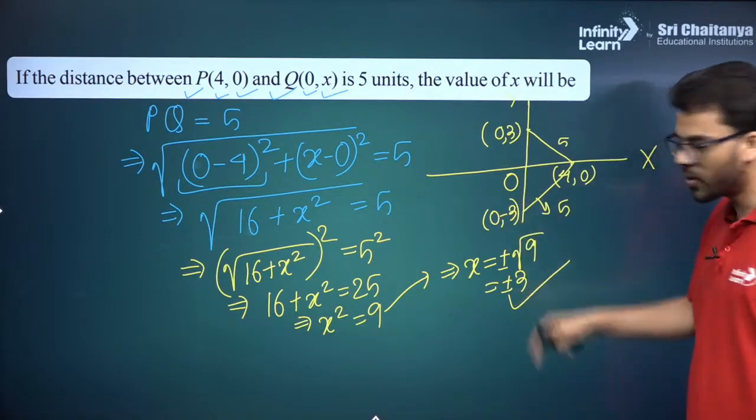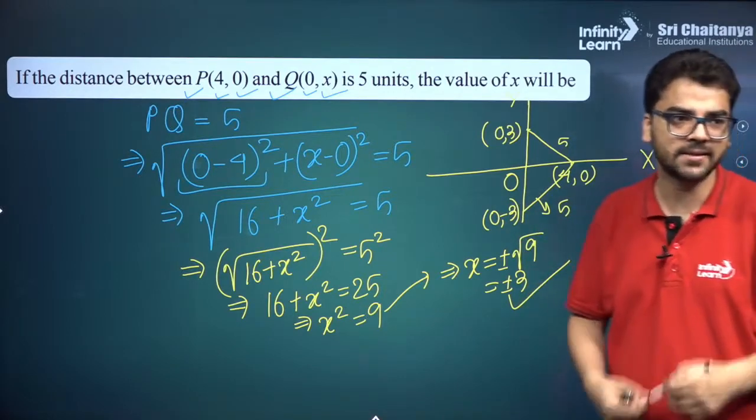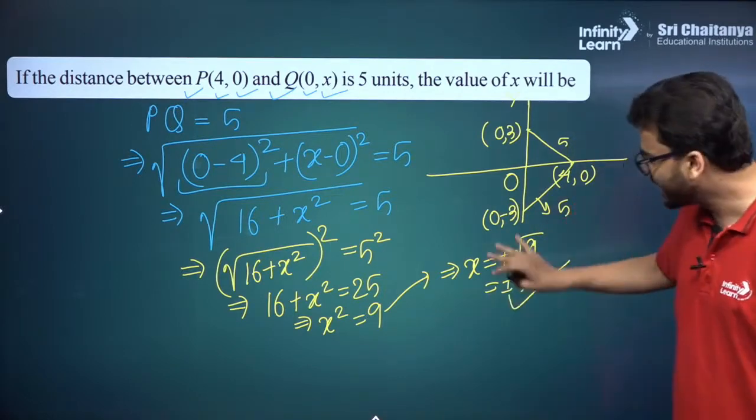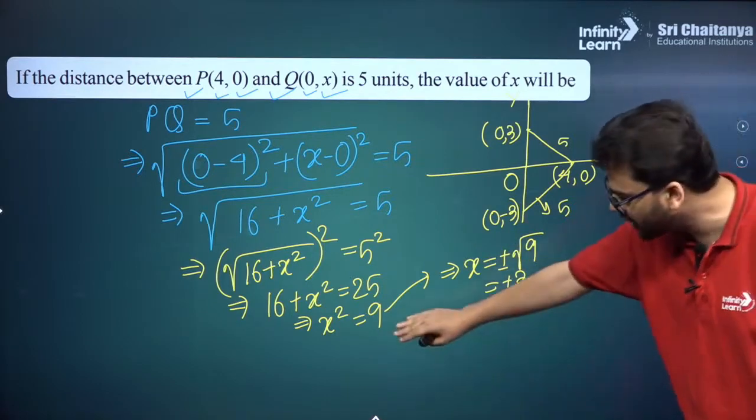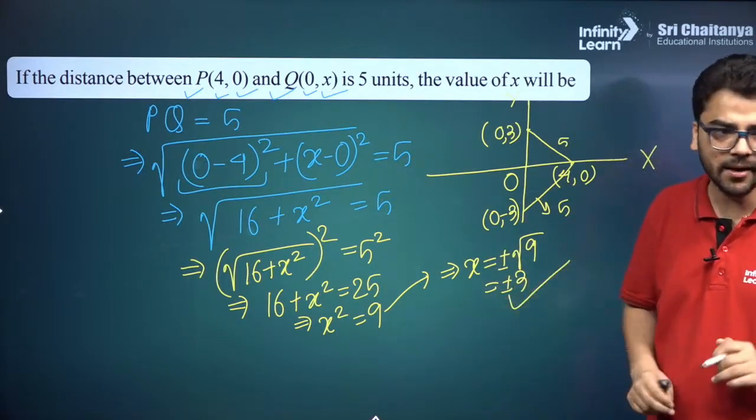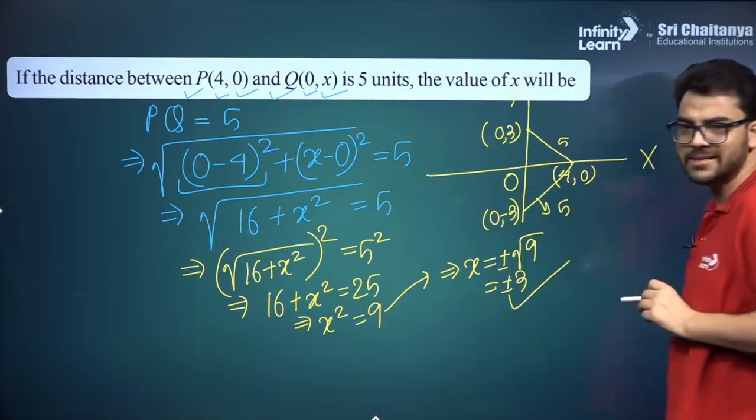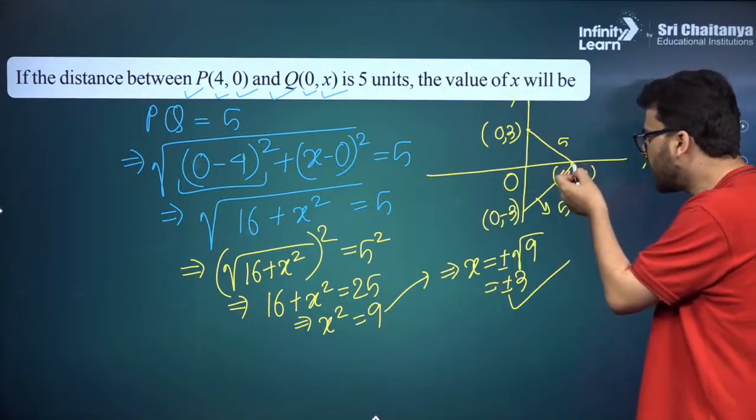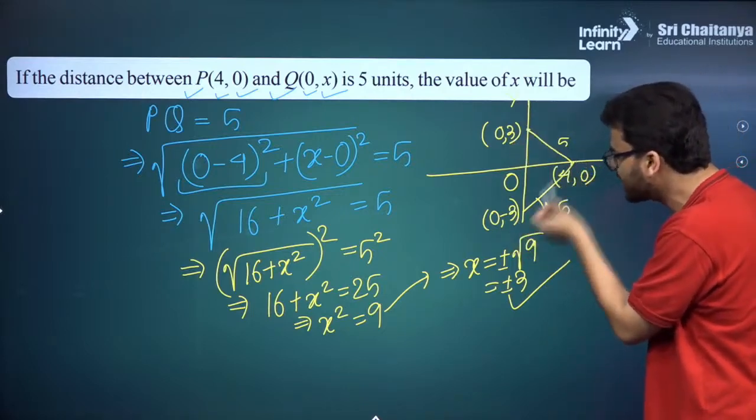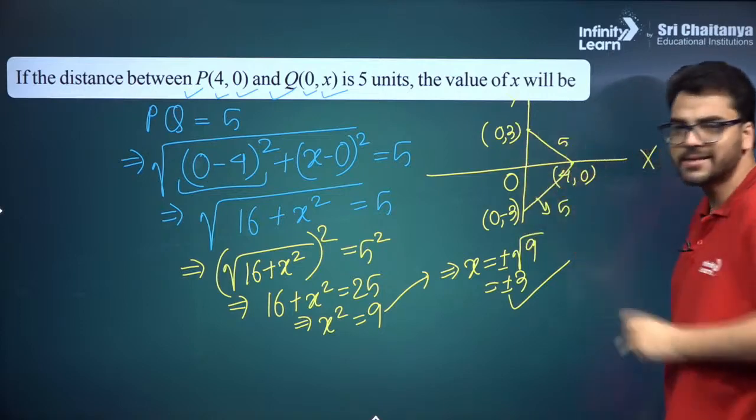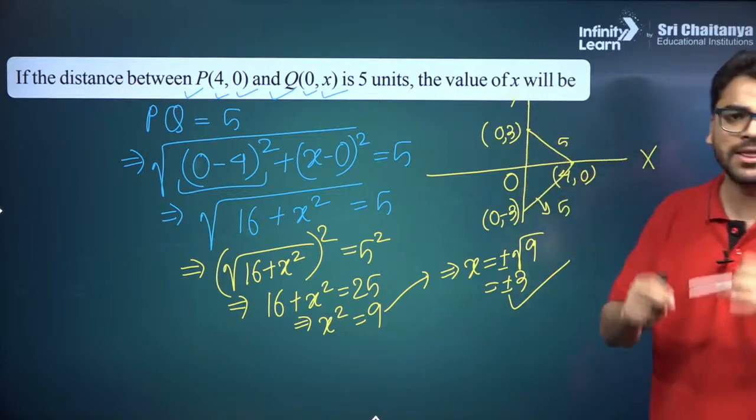So therefore both the answers are correct, plus minus 3. Up till here, is this clear or not, Ani? I'll explain the logic as well. Practically, is it clear? See, you have got 4, 0. So 4, 0 will obviously be at an equal distance from 0, 3 and 0, minus 3 as well. Do you agree with that, Annie?